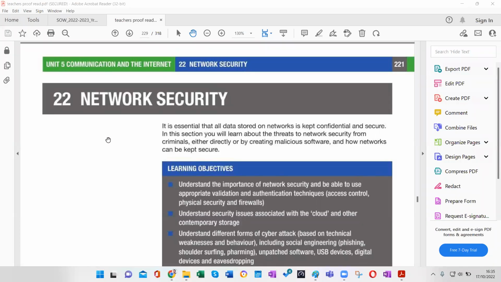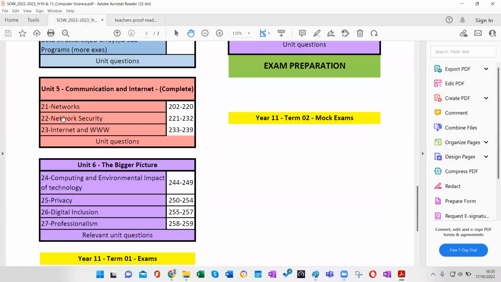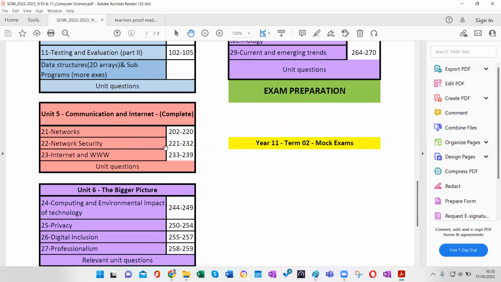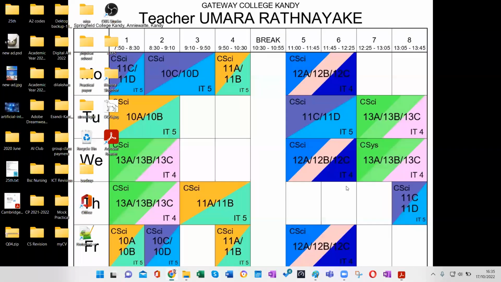Okay. So since both groups are here, I thought of starting a fresh chapter. So I'm taking this one, right? Network security. This one, network security, 221 to 232.